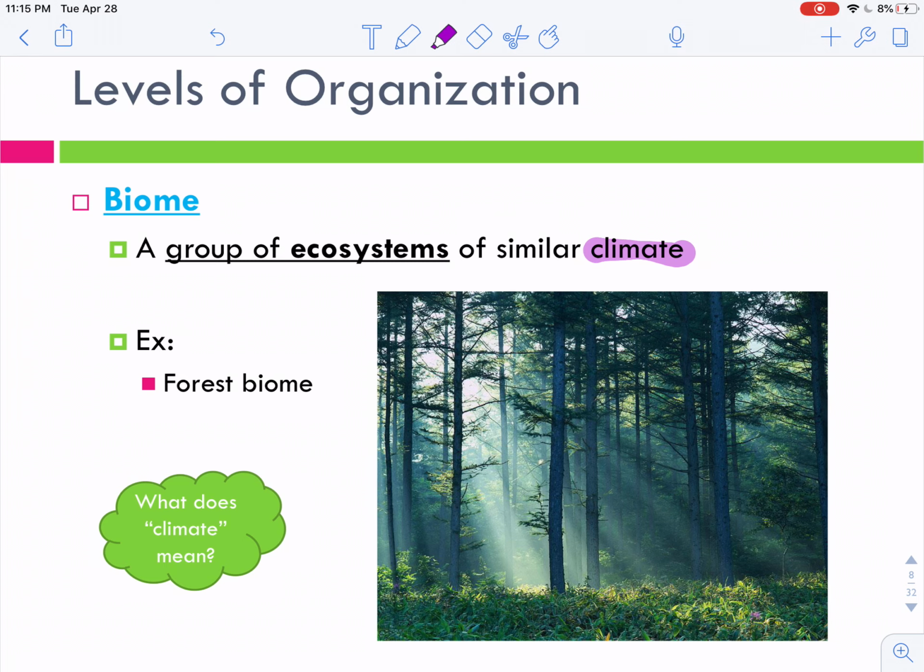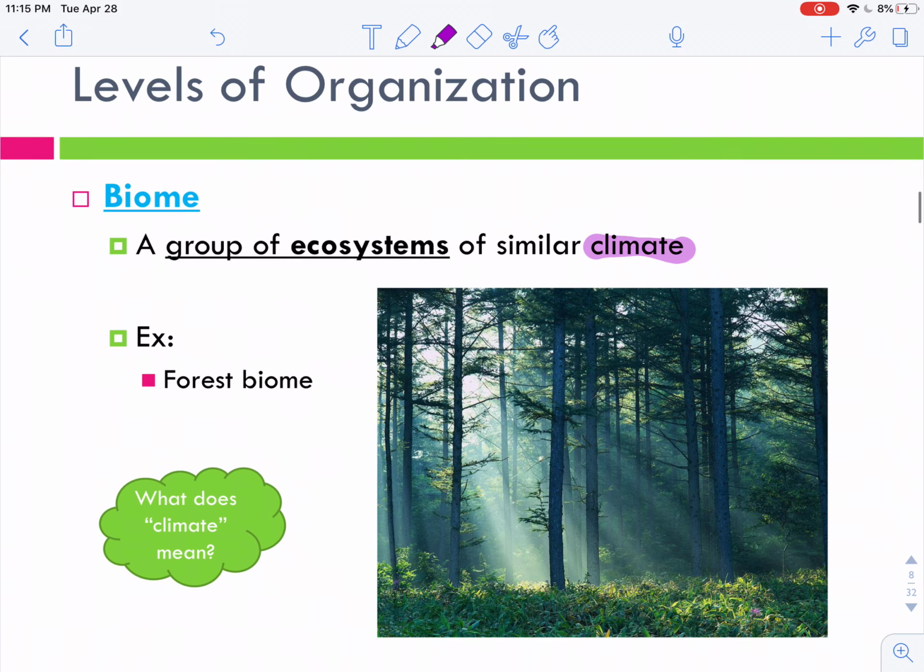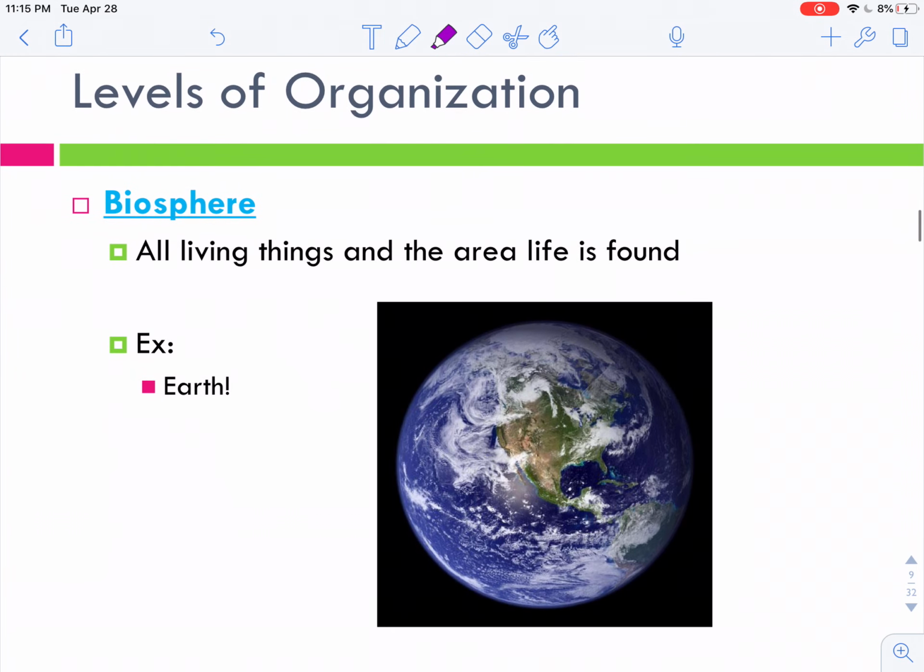For example, Earth has the forest biome. So all the forests, if you think about all the forests on Earth together, that is the forest biome. If you think about all the deserts on Earth together, that is the desert biome. I bet you can think of a few other examples of different biomes on Earth. And finally, the most general term is biosphere. That means we are talking about all living things and all the area where life is found. So for us, a good example of that is just the entire Earth, right? We don't know any other place besides Earth that has living things. So biosphere is the most general term we have right now.